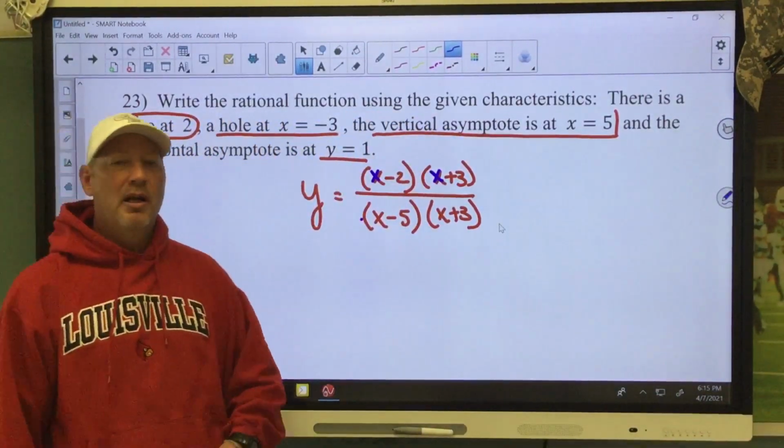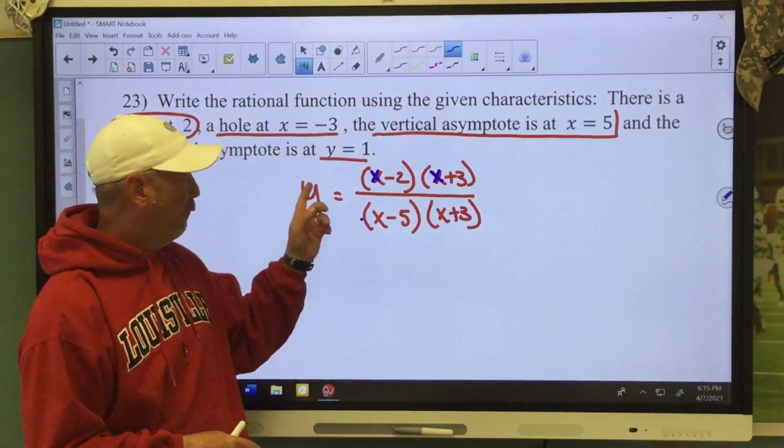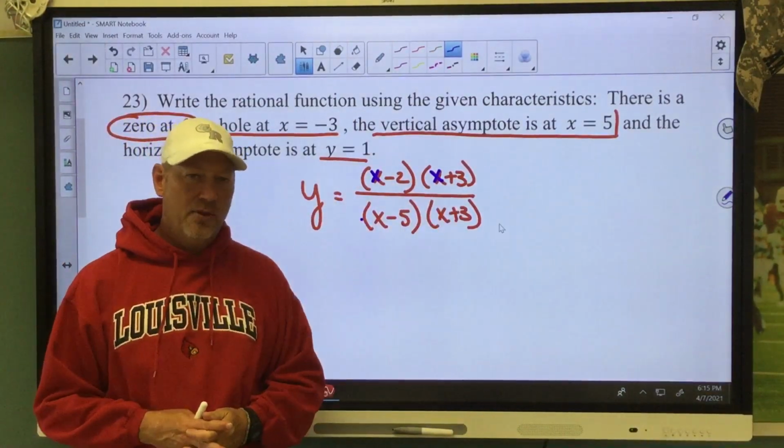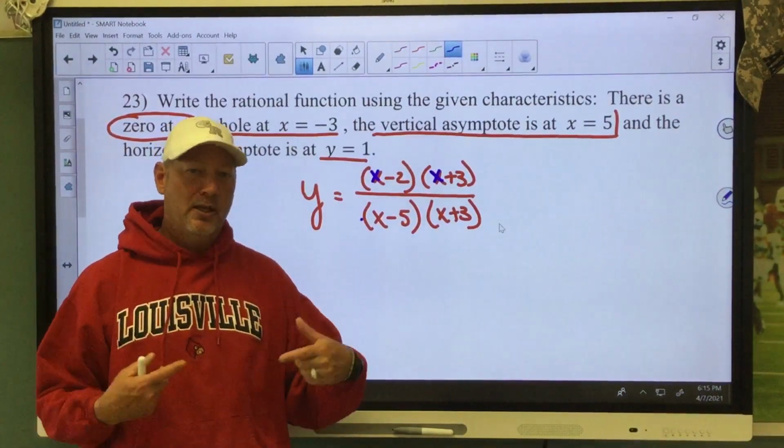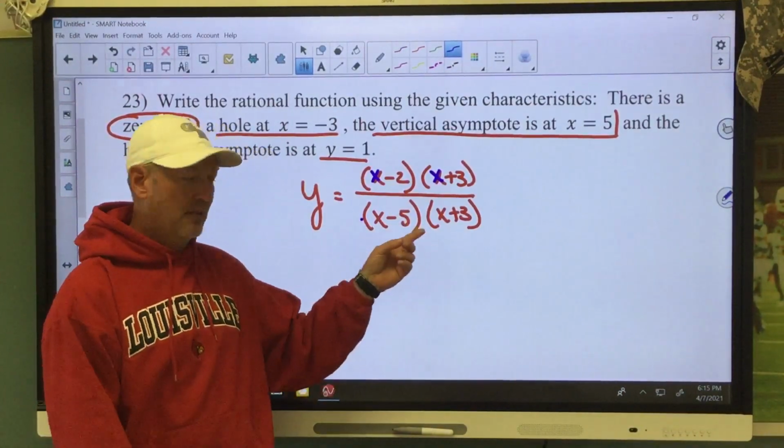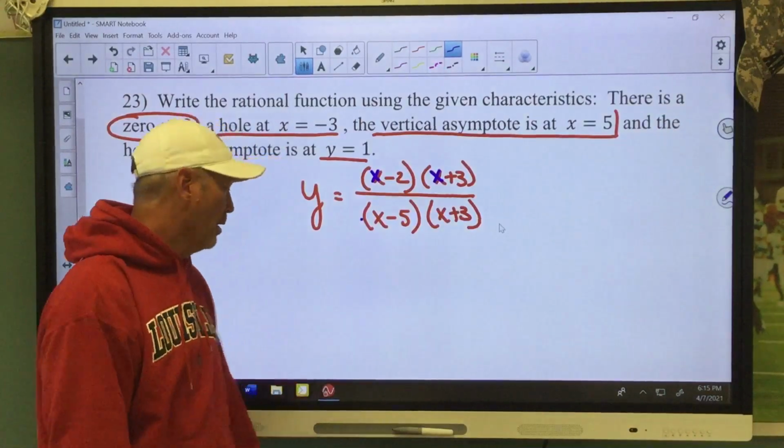Now remember, some teachers would make you FOIL this back together. We're worried about your time. We're not going to make you do that last step. We're going to let you leave it in factored form. Okay? All right, let's keep going.